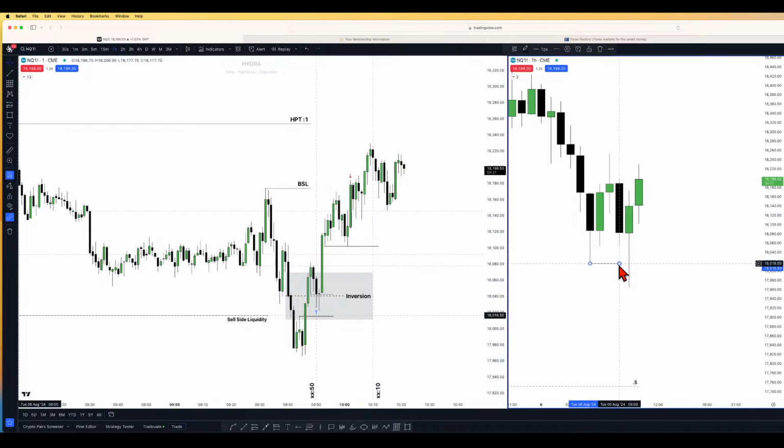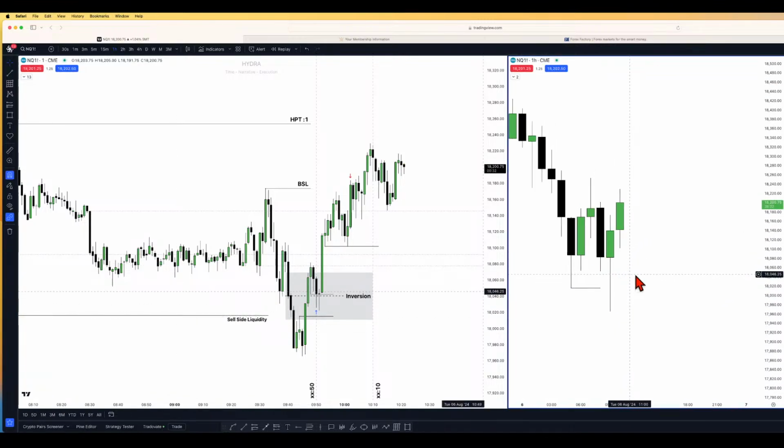Usually, sometimes we see SMT like here and price pushes. This time we did a stop hunt. So, very beautiful power of three.